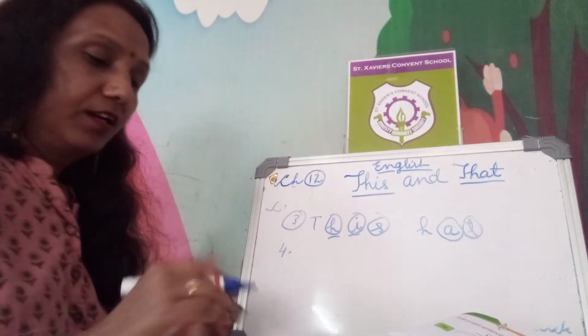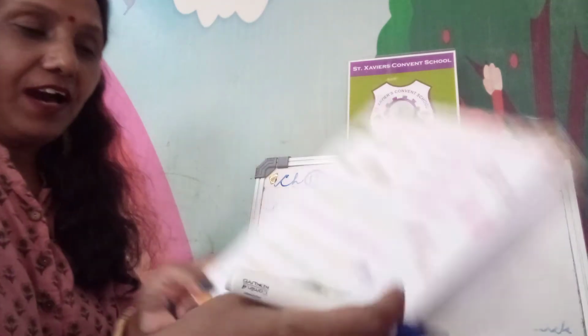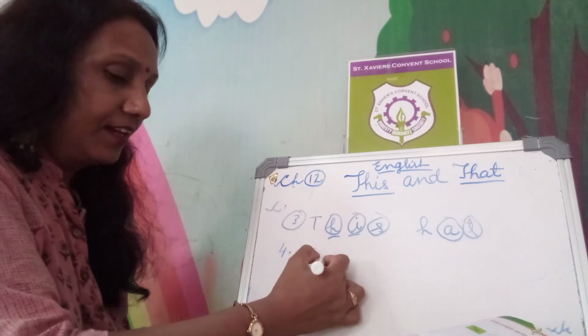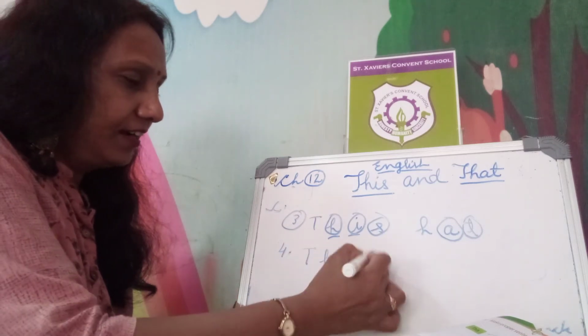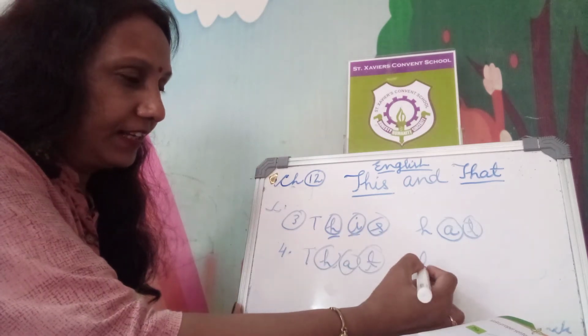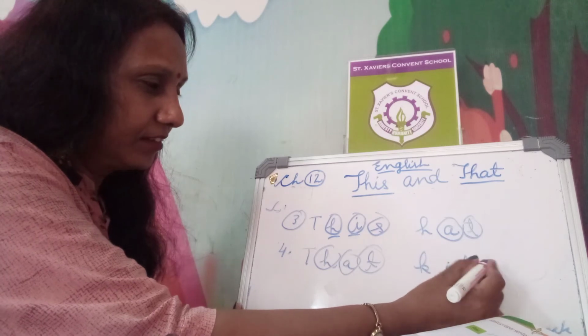Point 4. That is a kite. Kite is far from us, look at the picture. Kite. That, T-H-A-T. Kite, K-I-T-E.